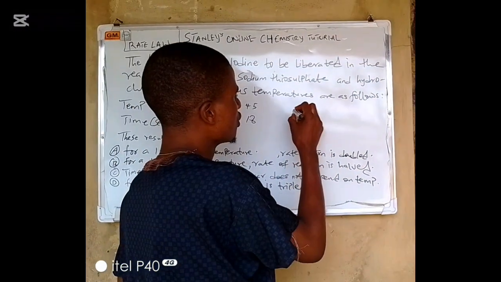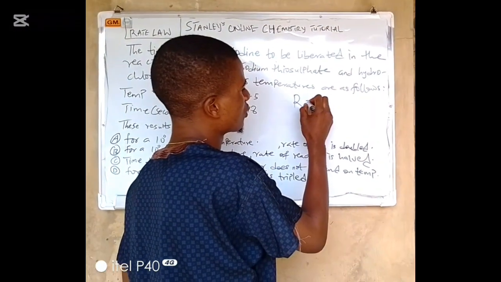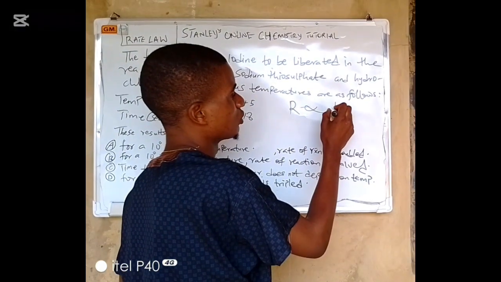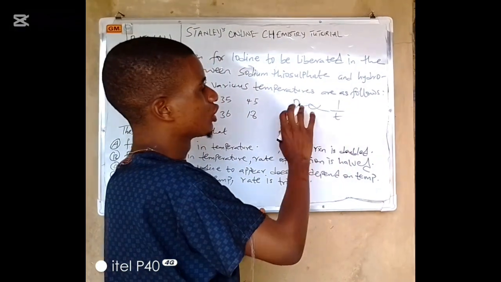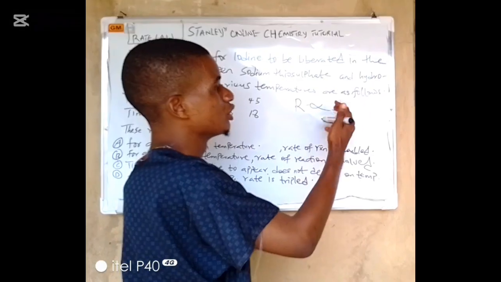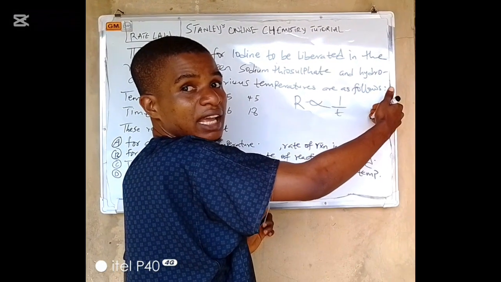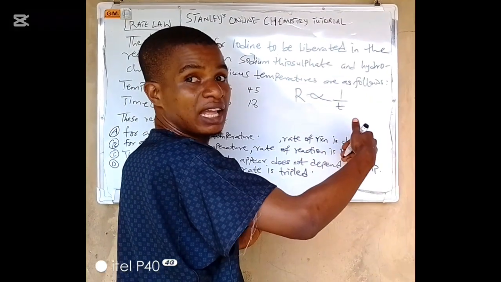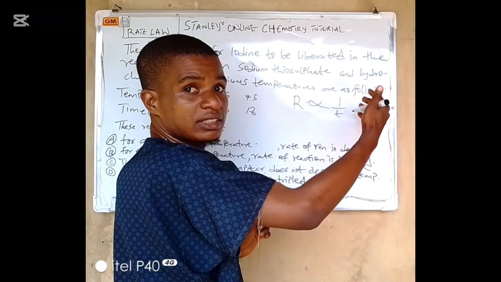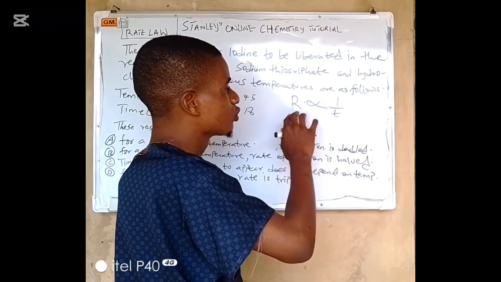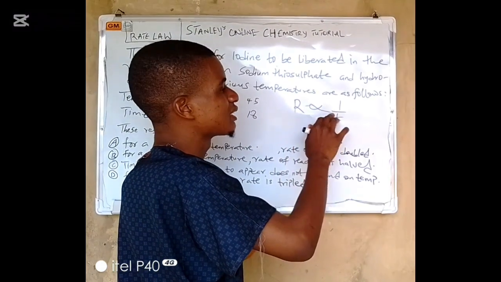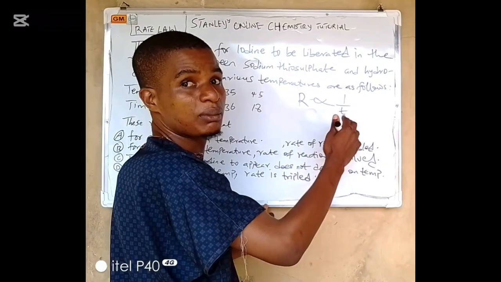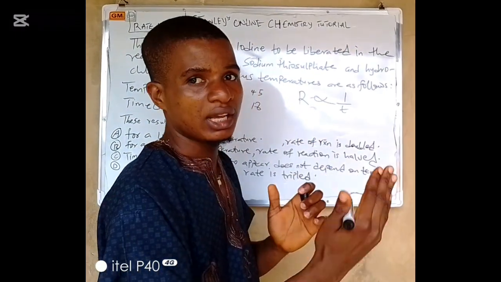In this topic, remember that rate is what? R is inversely proportional to time. Because the rate of reaction is directly proportional to the change in a particular substance, either in the product formation or in the reactant finishing, over time. You remember? That is rate. So that means rate is inversely proportional to time.